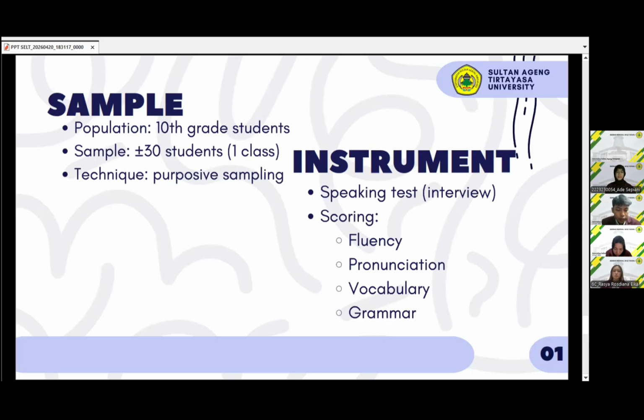The instrument used is a speaking test in interview form. Students work in pairs as interviewer and interviewee. Assessment uses a rubric based on fluency, pronunciation, vocabulary, grammar. Each component is scored from 1 to 4, then converted into a final score.